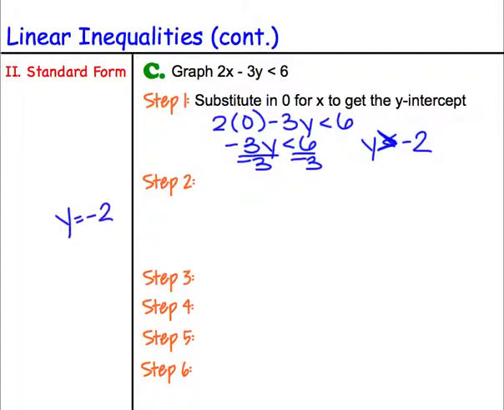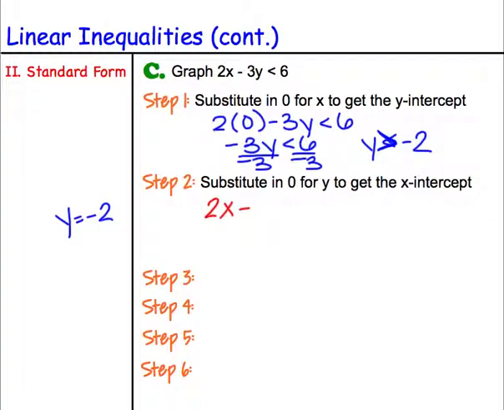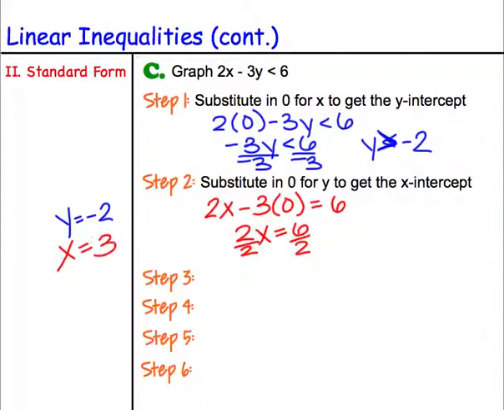Then step 2, as you probably have guessed by now, is to substitute in 0 for y to get the x-intercept. So you get 2x minus 3 times 0. I'm going to put in an equal sign for right now to help us out. So you get 2x equals 6, divided by 2, and you get x equals 3.